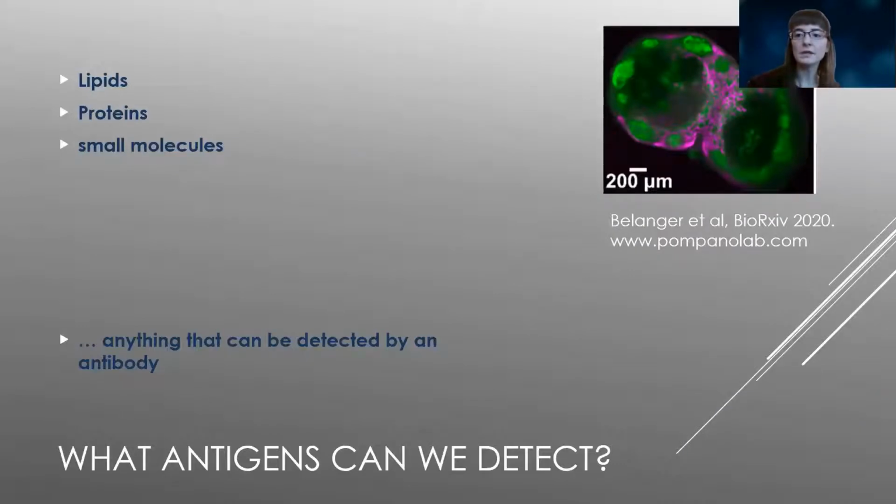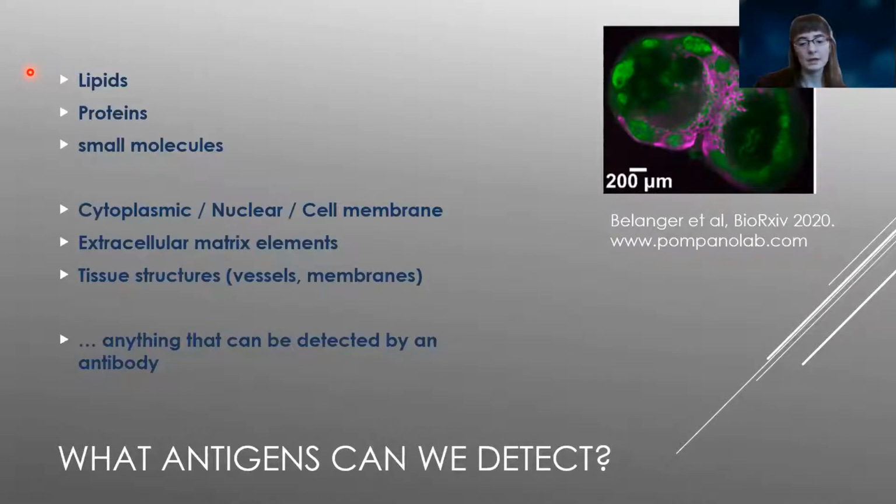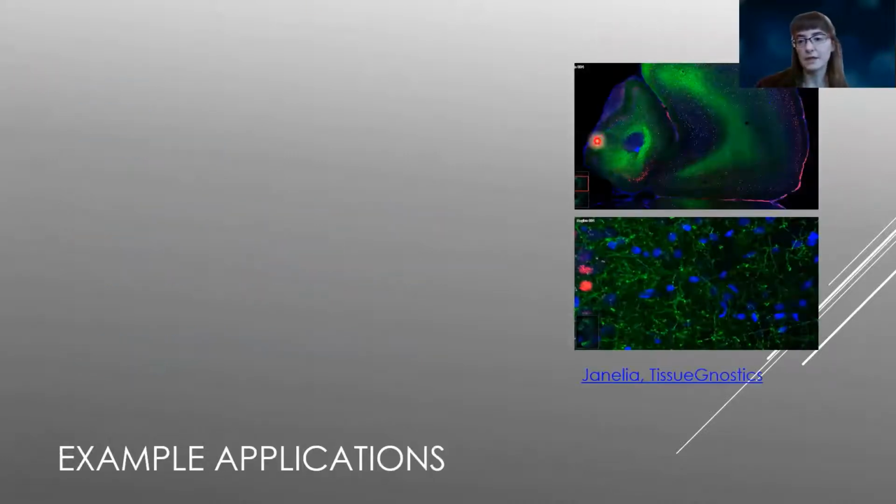So in terms of what can be imaged with this type of analysis, basically anything that can be targeted by an antibody, including lipids, proteins, small molecules, carbohydrates. And what that means in terms of structures that you can image is you can image subregions within a cell, whether it's the nucleus, the cytoplasm, or the cell membrane. You can look outside of a cell at extracellular matrix elements, and then you can look at tissue level structures, for example, by labeling a protein that's specific to a blood vessel or to a membrane that's between two tissues. This means that there's a really wide variety of applications of this technology.